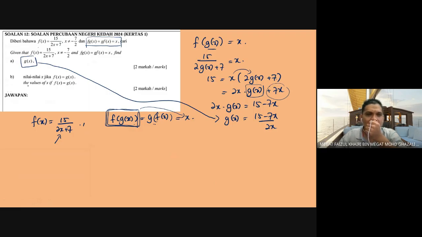Okay, second question, question B, which means that f(x) equals g(x). This second question is different from the previous one. The previous one is only for question A. But for question B, just imagine that f(x) equals g(x) and the function f(x) is 15 divided by 2x plus 7. So if f(x) equals g(x), find the value of x.